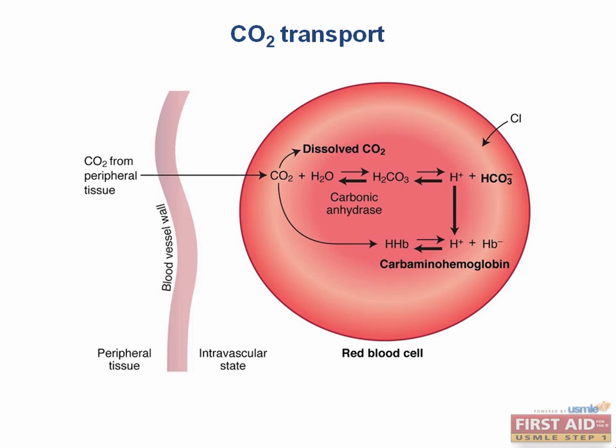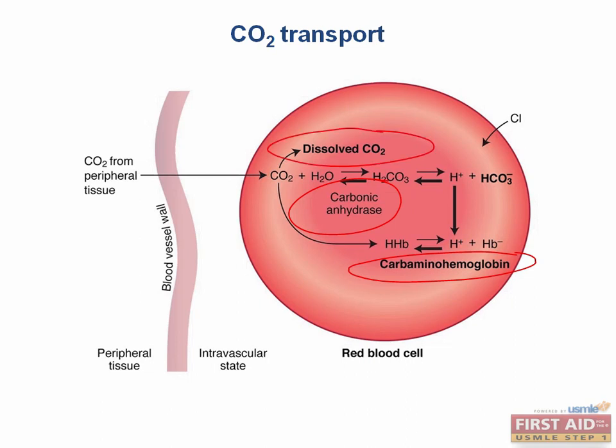The majority of carbon dioxide enters the red blood cell and is converted into carbonic acid by carbonic anhydrase. The hydrogen ion dissociates, and what are you left with? Bicarbonate. The remainder is either bound to hemoglobin as carbaminohemoglobin or dissolved CO2.